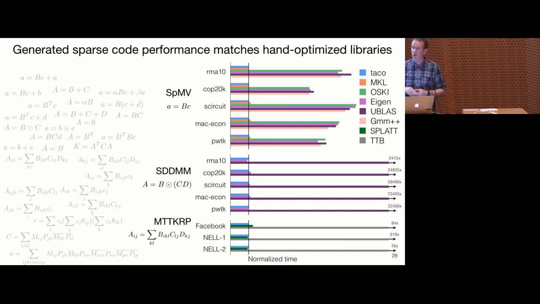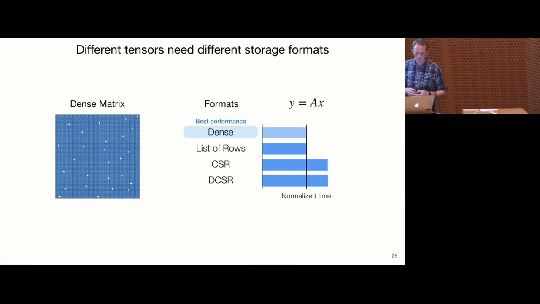TACO generates that kind of code. The SPLATT library has been hand optimized for that specific operation, so it has the same performance, sometimes a little worse, sometimes a little better. The MATLAB Tensor Toolbox does the operations independently and gets asymptotically worse performance again. So that shows that you get very good performance for different expressions, and you have to implement the whole expression.